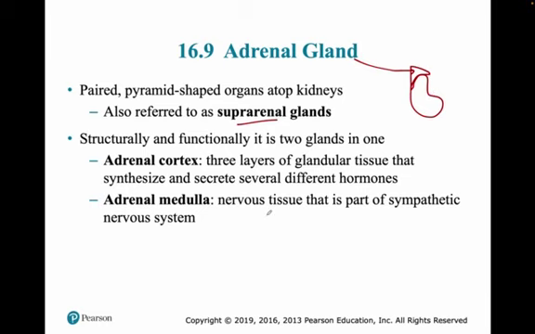Structurally and functionally, there are two sets of glands in one: the adrenal cortex, which is nothing but three layers of glandular tissue, and each layer will produce its own set of hormones. And then finally the adrenal medulla. It's actually kind of a nervous tissue, and that is part of the sympathetic nervous system.